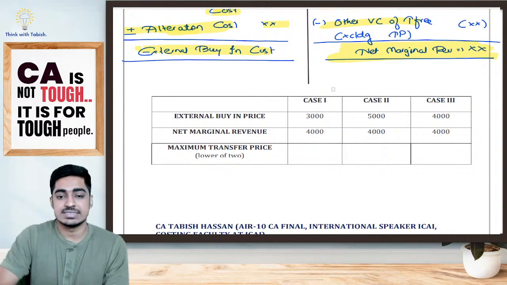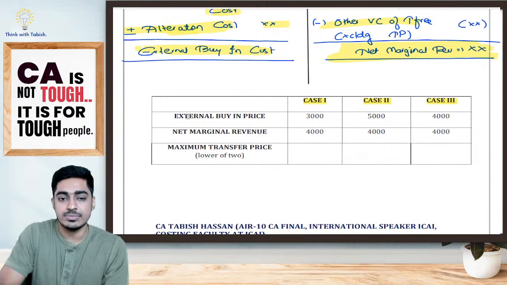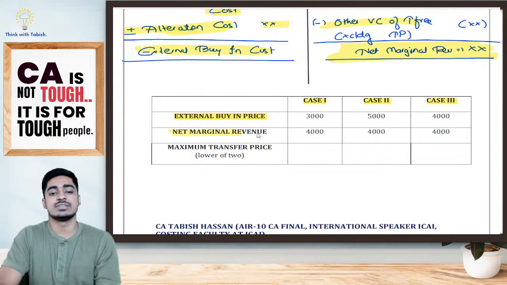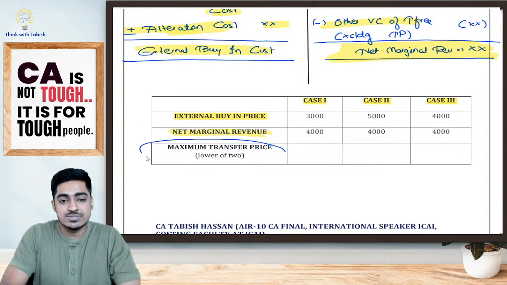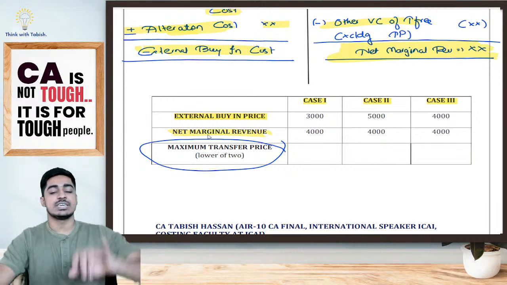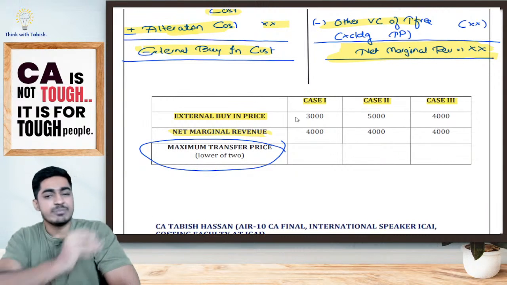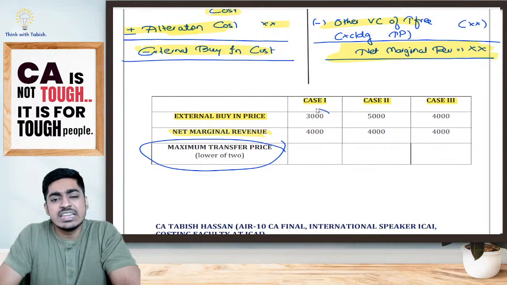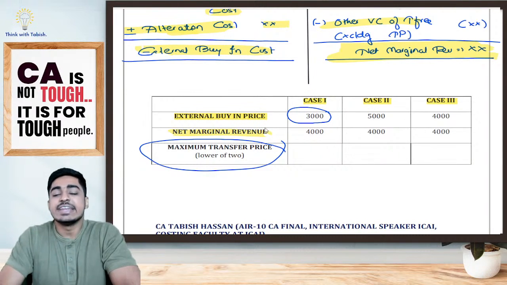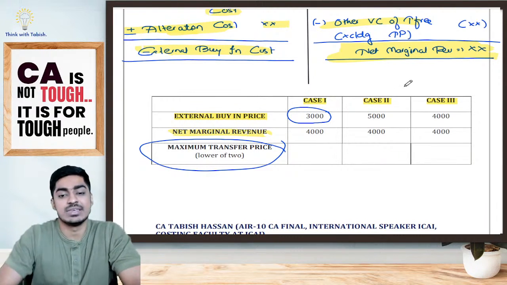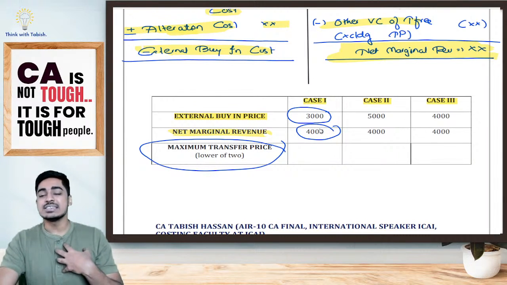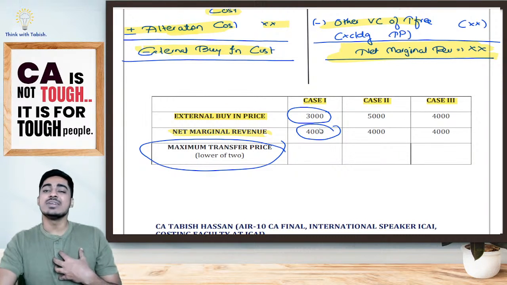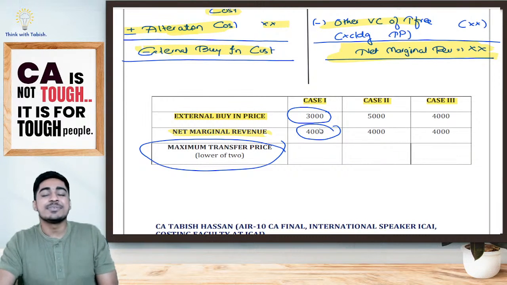Look at this. I'm giving you three cases. First, I have external buying price and net marginal revenue. Tell me which is the maximum transfer price the Android division is willing to pay. In the first case, the Android division is telling, see boss, if I'm getting it from outside, I will get it at 3,000 rupees. And the net marginal revenue, the net cash that I have with me, is 4,000 rupees. So maximum how much is the mobile division willing to pay? Only 3,000. The mobile division is telling, see, for 3,000 rupees I'll get it from outside.